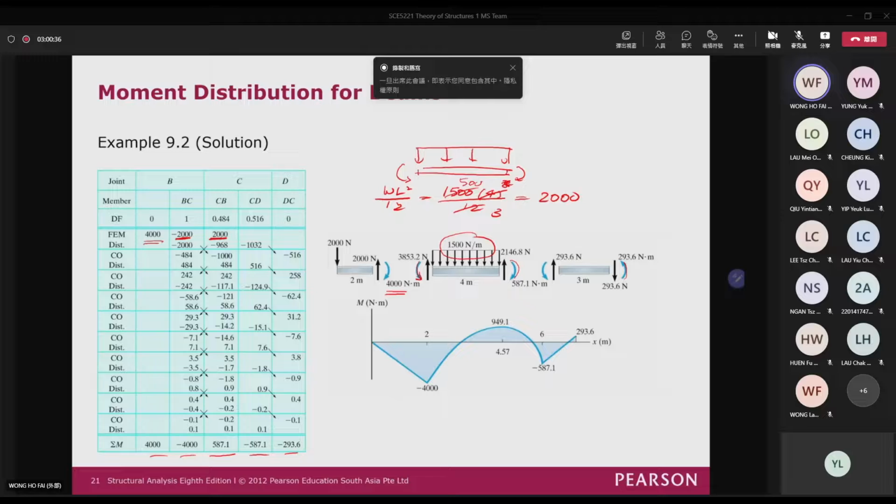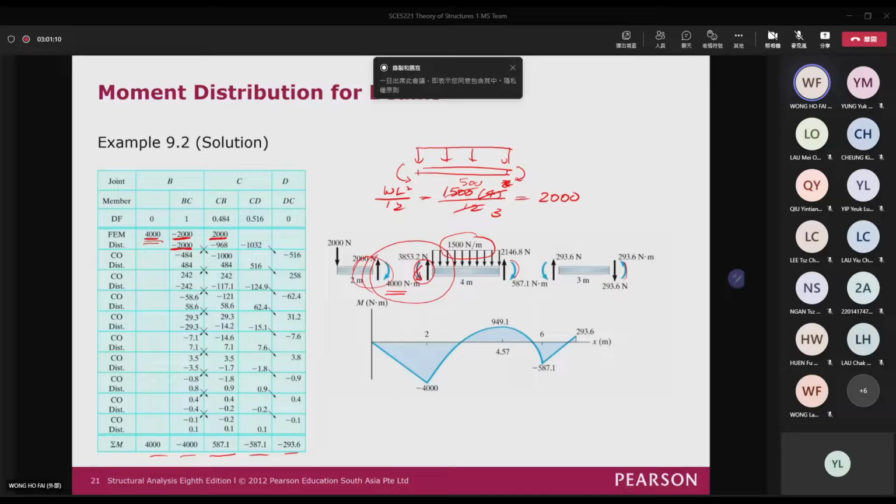And then if you need to balance this joint B, you have 4,000 on the left-hand side and negative 2,000 here. So in total you need 2,000 extra, so you will have negative 2,000 applied at the joint B. As I mentioned, for the joint B, no moment will go to the left-hand side, so all the moment will just go to the side BC.